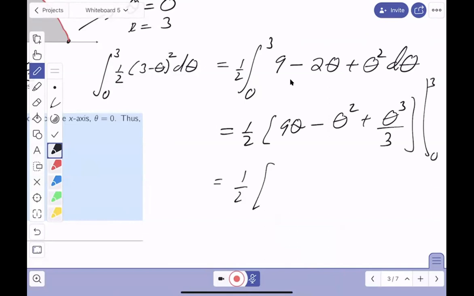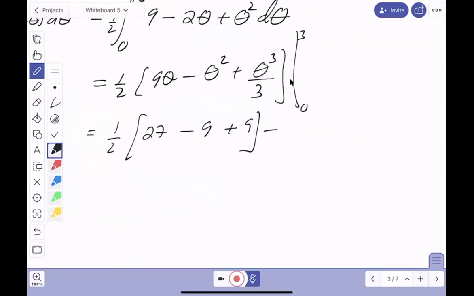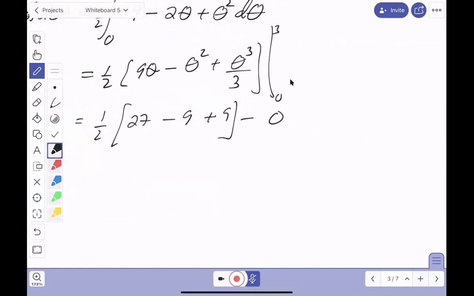1/2. 3 times 9 is 27. 3 squared is 9. And 3 cubed over 3 is also 9. What's nice about the 0? Every term evaluates to 0, and 1/2 times a 0 is a 0. Let's keep going through this. And what do you get over here? You would get 27 halves.